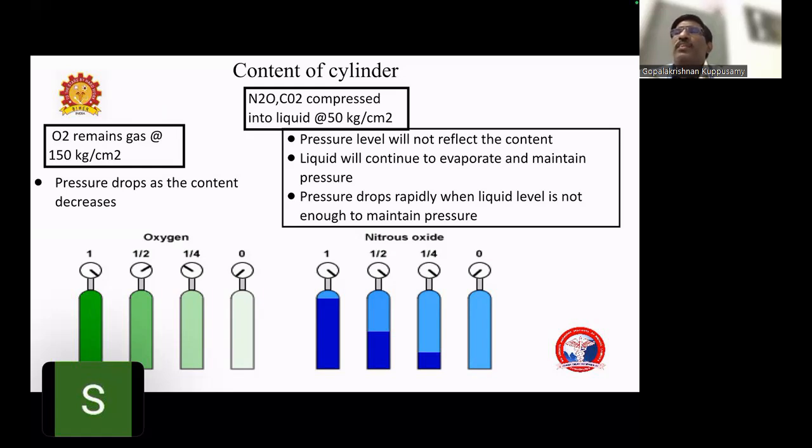The pressure will not reflect the content. The liquid will continue to evaporate and maintain the pressure. Pressure drops rapidly only when the liquid is not enough to maintain pressure. Look at the last part. We have zero liquid, so all the gases have evaporated. Now the pressure drop occurs.